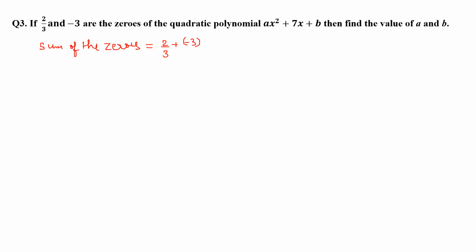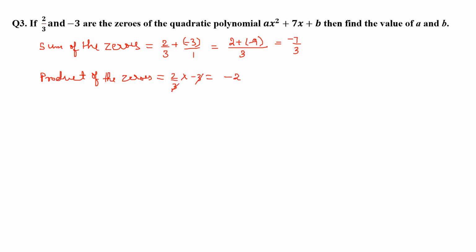Okay, now take the LCM. So LCM is going to be 3. So it will be 2 plus minus 9, which will give me minus 7 by 3. And what will be the product of zeros? Product of the zeros will be equal to 2 by 3 into minus 3, which will give me, see, 3 and 3 cancel, I will get minus 2.